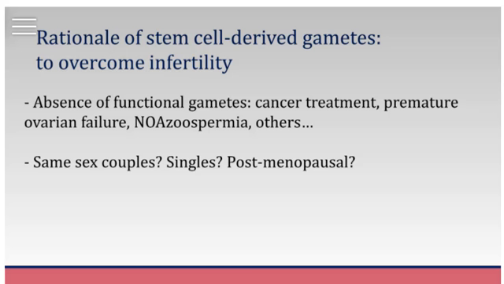Also, there is some talk going on that we could provide stem cell-derived gametes for same-sex couples. So, for gay or lesbian people, also for singles, it might be a possibility to reproduce. So if you have a man, you could make from the stem cells also oocytes and mix them together. But these are topics that are still far in the future, I would say.